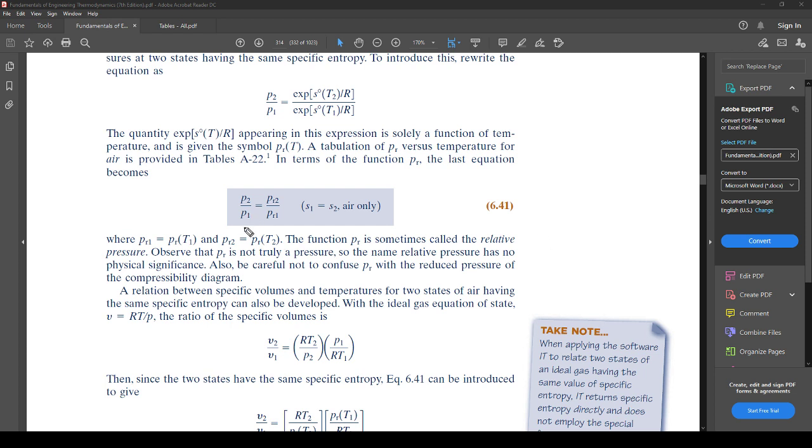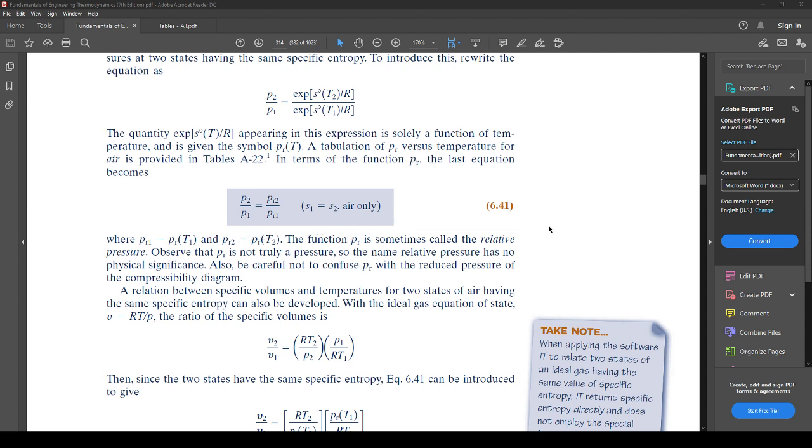So once again, it says P2 over P1 is equal to pr2 over pr1, and this is for s1 equal to s2, so an isentropic process for air only. And so anytime you do air analysis of, like, air blowing through a turbine, air in a compressor, things like that, you will probably use this right here. So do try to remember that.